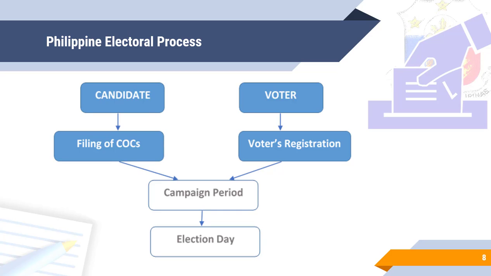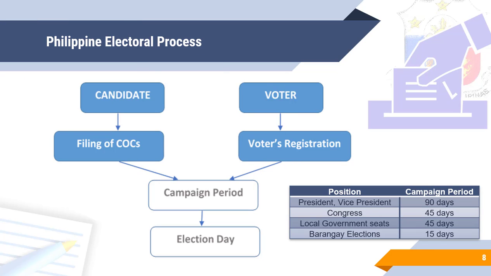COMELEC then releases the list of official candidates, and the campaign period starts. For different positions, the number of days for the campaign period varies as well. President and vice president have 90 days to campaign. For positions within the Congress and other local government seats, they have 45 days of campaign period. For barangay elections, they only have 15 days of campaigning.